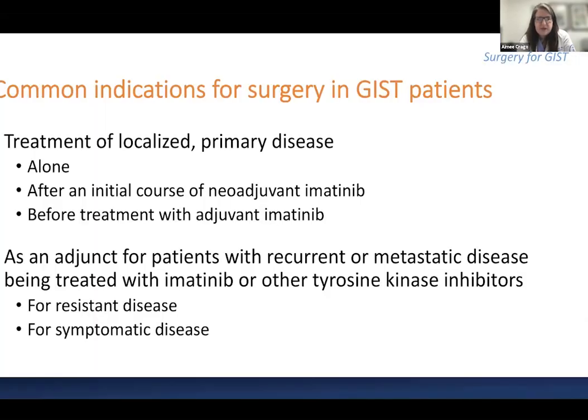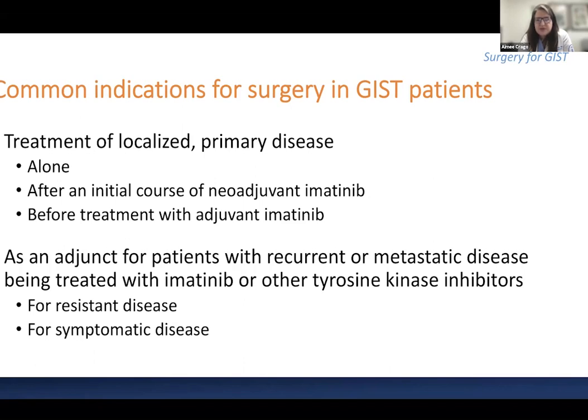The common indications for surgery in GIST patients are primarily treatment for localized primary disease. In some patients, we use surgery alone to be curative. Sometimes we use surgery after an initial course of neoadjuvant imatinib. And in other patients, we use surgery and then adjuvant imatinib to keep the disease under control for long periods of time. Surgery can also be useful in a subset of patients who have recurrent or metastatic disease, but in those patients, it's really as an adjunct to imatinib or another tyrosine kinase inhibitor, which becomes the primary treatment modality.